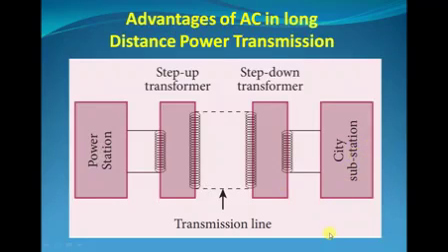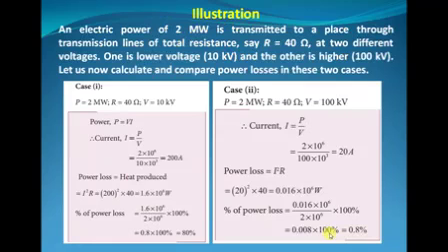Okay. And next we are going to see an illustration. An electric power of 2 megawatt is transmitted to a place through transmission lines of total resistance R equal to 40 ohm, at two different voltages. One is a lower voltage and the other is a high voltage. Low voltage is 10 kilovolt and the high voltage is 100 kilovolt. Let us now calculate and compare the power loss in these two cases.